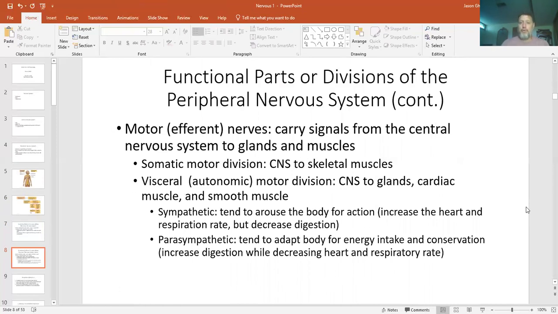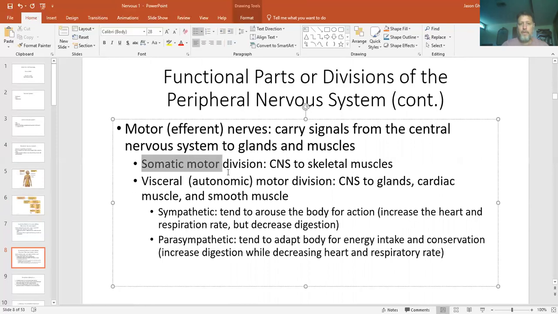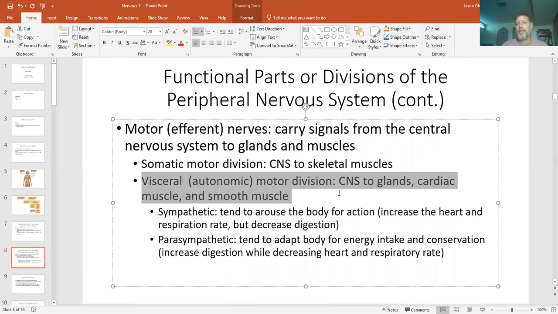Now the output, which is the motor. Again, we have the somatic, and this is going from our central nervous system out to those muscles. This is the reaction, the movement that we cause. These are ones, again, we think about. The visceral, this is the autonomic ones we don't think about. So these are going to our glands, our heart, because we don't tell our heart to stop beating or to beat faster.